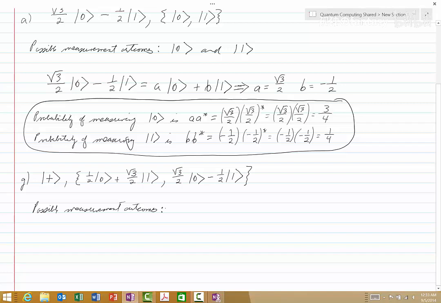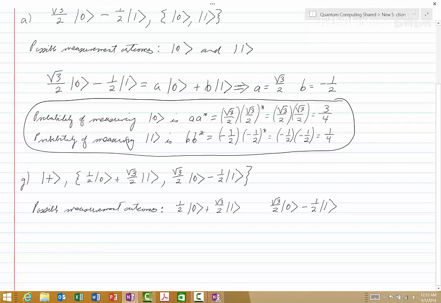As I was saying, as was the case with Part A, again here in Part G, the possible measurement outcomes are simply the terms in the measurement basis. So one outcome would be 1/2 times the 0 ket plus square root of 3 over 2 times the 1 ket, and the other possible outcome would be square root of 3 over 2 times the 0 ket minus 1/2 times the 1 ket.